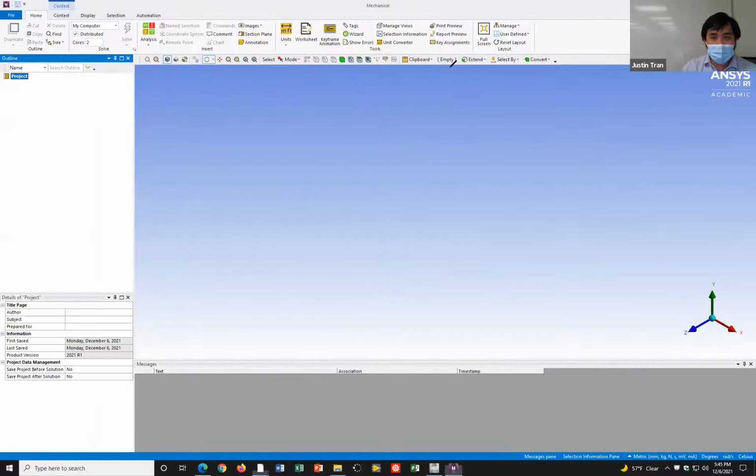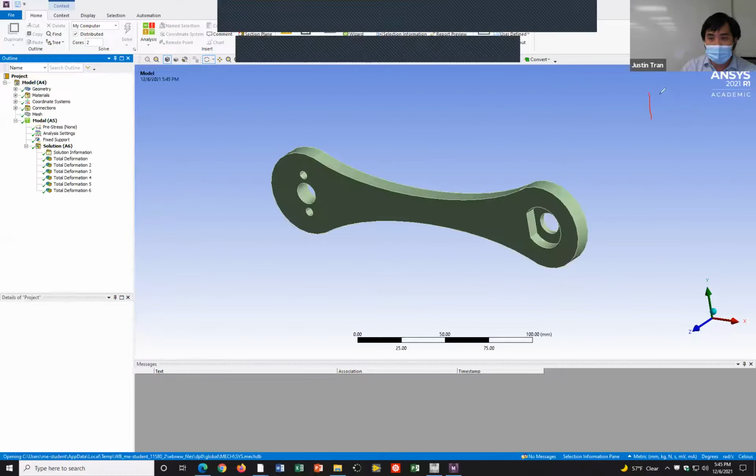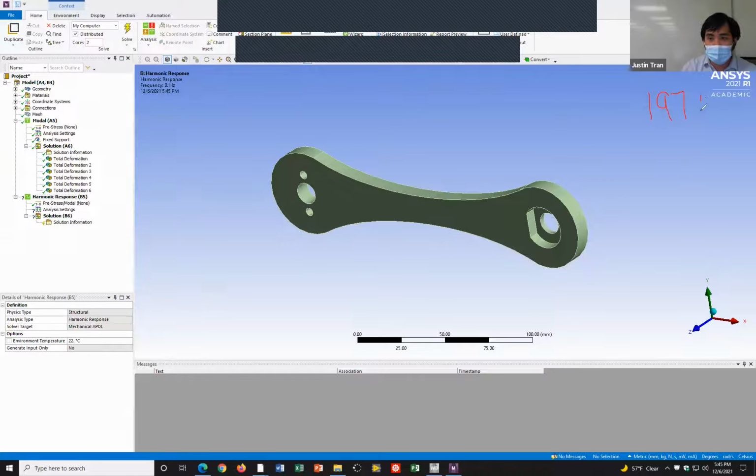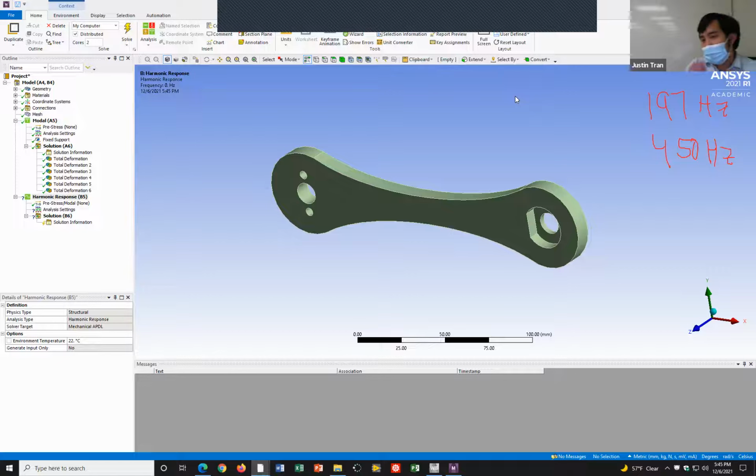Actually, let me do this just to remind ourselves, because it's going to be relevant later. Let me write out the two natural frequencies. All right, and so those are the two natural frequencies we got from the modal analysis. And so if we do that, then we have our harmonic response here. And you can see we're using the same mesh as before.